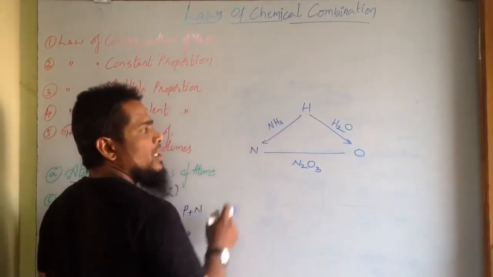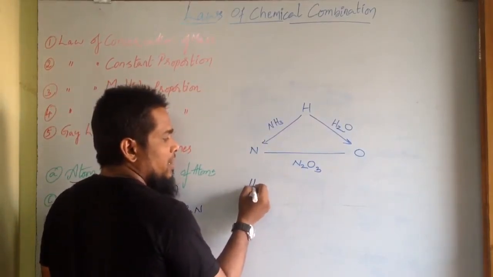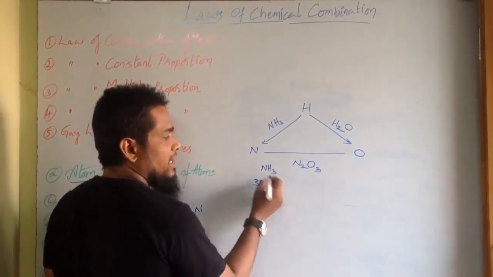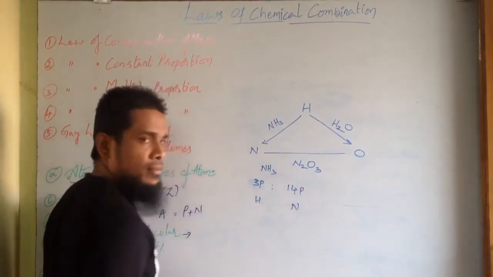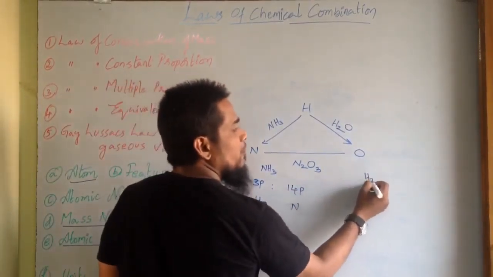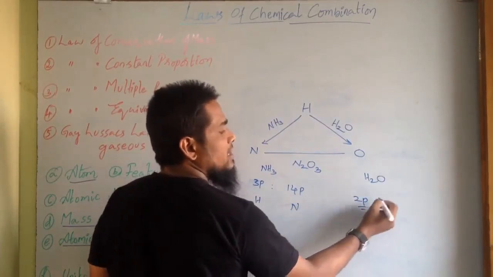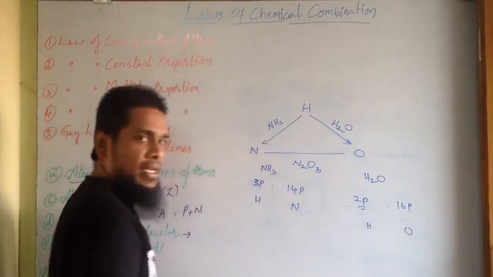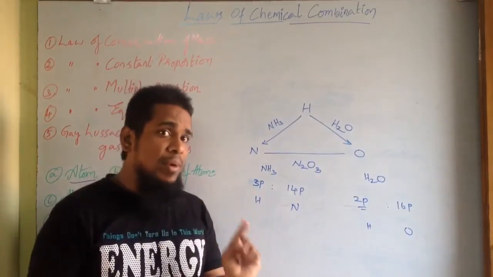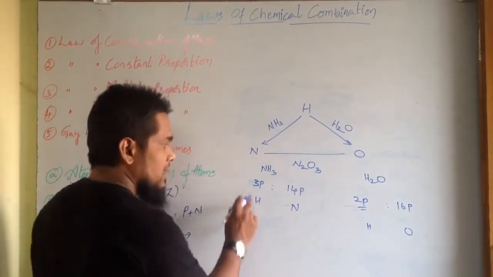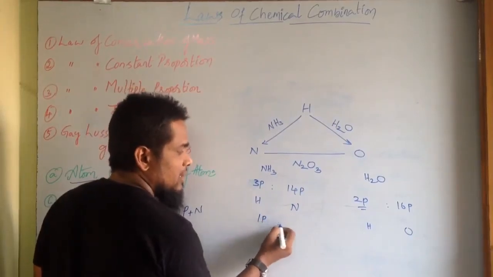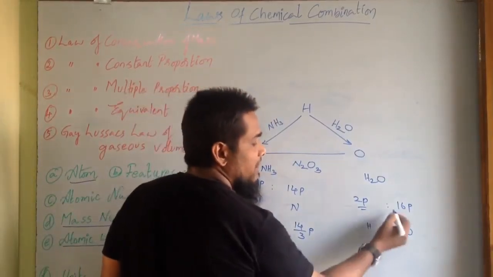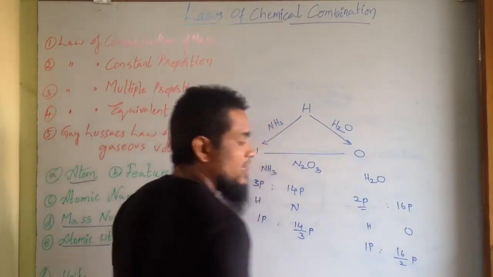Hydrogen is combining with nitrogen and forms ammonia. That is, in NH3, 3 parts of hydrogen are combining with 14 parts of nitrogen. And in H2O, 2 parts of hydrogen are combining with 16 parts of oxygen. If you write for one part of hydrogen how many parts of nitrogen are combining, 1 part of hydrogen is combining with 14 by 3 parts of nitrogen, and 1 part of hydrogen is combining with 16 by 2 parts of oxygen.